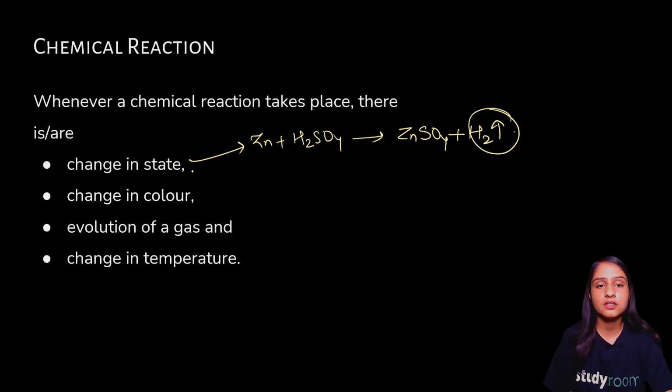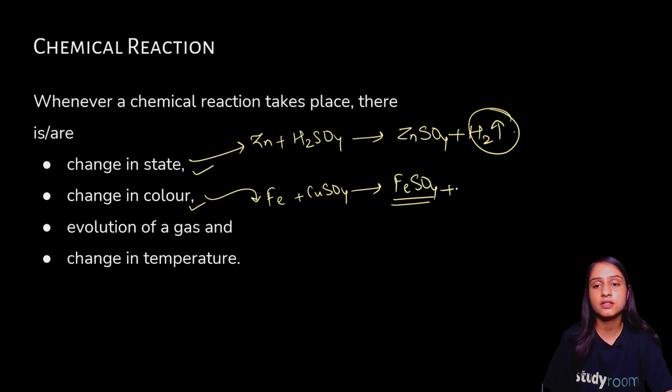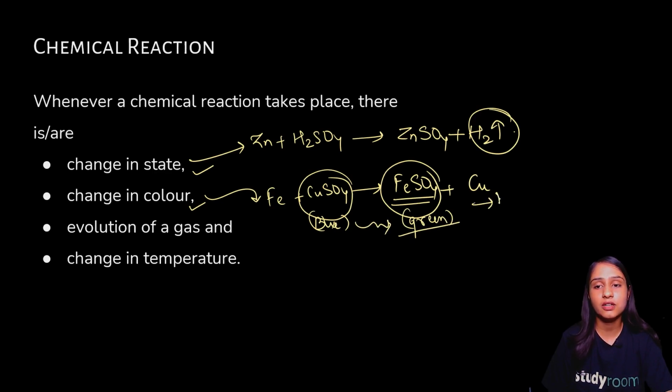So here is change in state, change in color. Change in color you get to see when iron reacts with copper sulfate, and it gets converted into this and copper. So you will notice here that this copper sulfate has a significant blue color. Okay, and here it is converted into a green color. So here is change in color. This also signifies that a chemical reaction has taken place, because there is a chemical change.